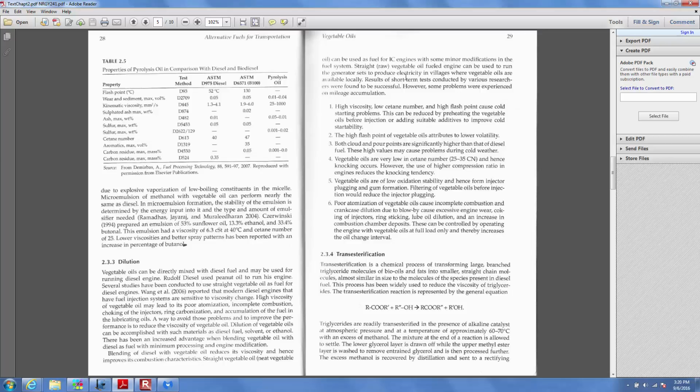And if we're using pure vegetable oil, it's going to take some modifications to the system. Whereas diesel fuel, that's what the system is designed around.